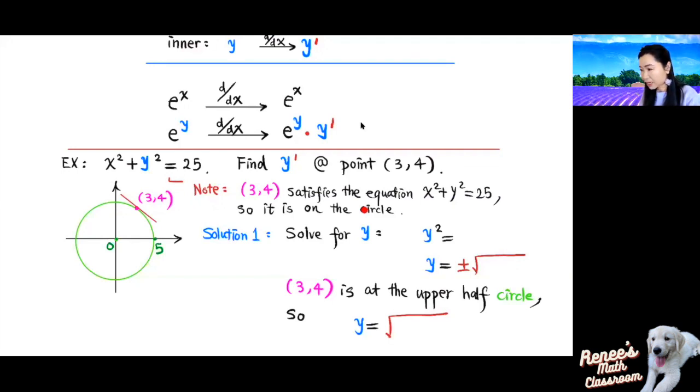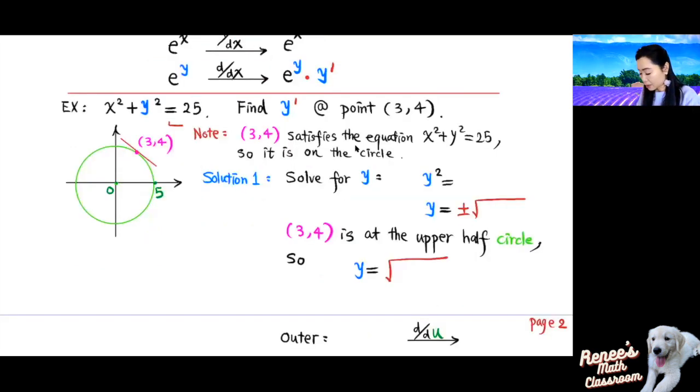We're trying to find y prime at this point. In other words, we're trying to find the slope of the tangent at this point. So I'm going to present you 2 different ways to do it. First, solution 1. We're going to solve for y. To solve for y, we first isolate y squared. So y squared here is equal to 25 minus x squared.